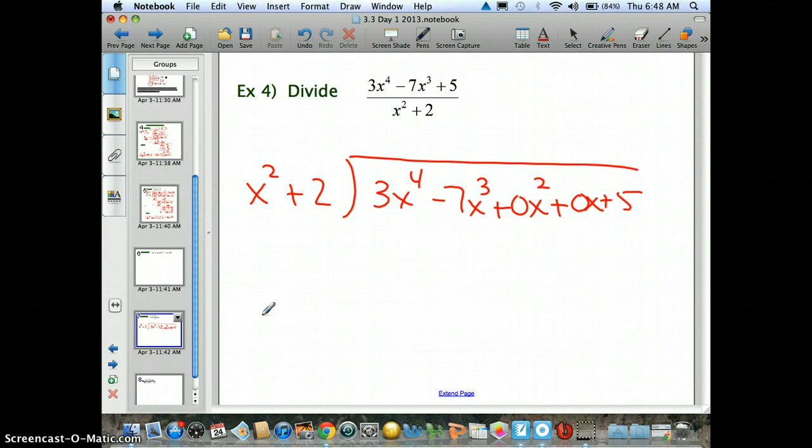Only zero fill in your dividend here for the missing powers.